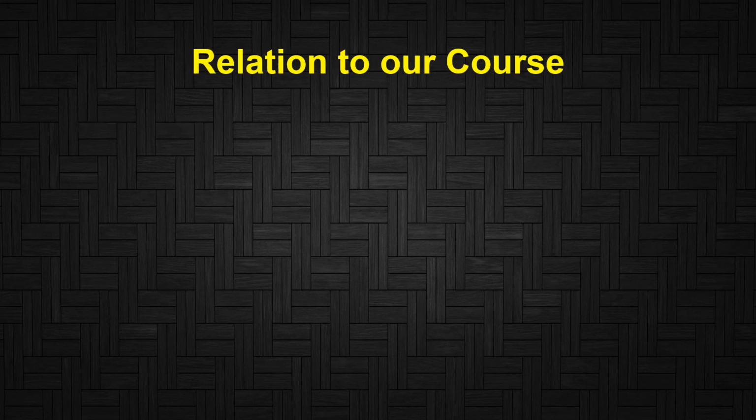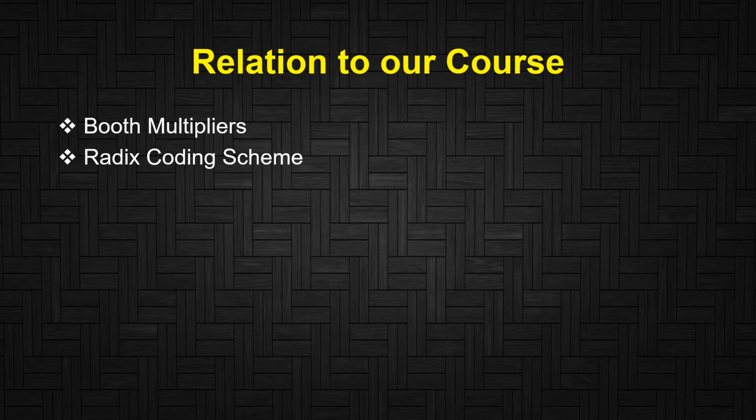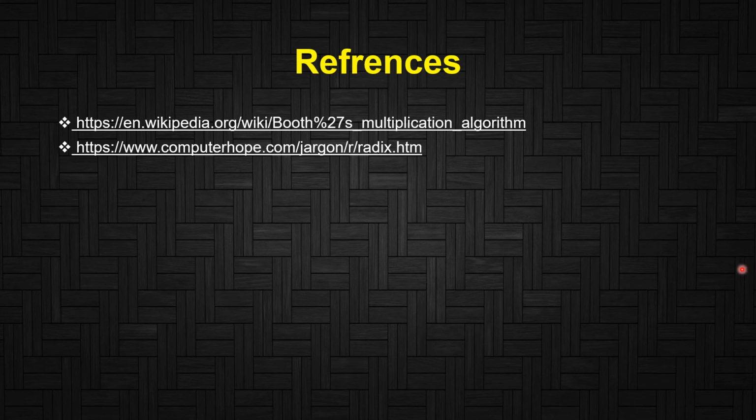Therefore, it can also be used in error-resilient applications, and it can also find its application in digital signal processing. Now the relation to our course: we already discussed Booth multipliers in detail during our class, and we also discussed modified Booth multipliers, so it relates to that. And then we discussed radix coding schemes, basically radix-2 and radix-4. However, the advanced radix-8 was covered in this. Most of the work was done from the paper. However, a few references were used as mentioned.